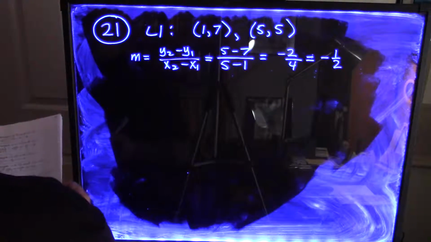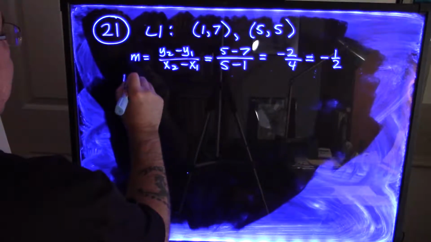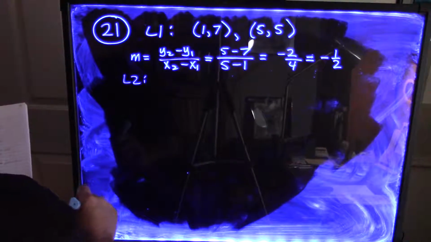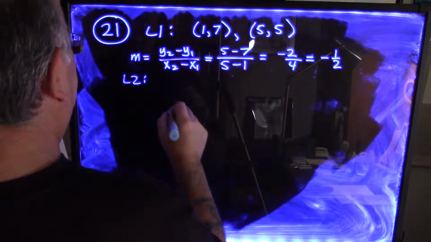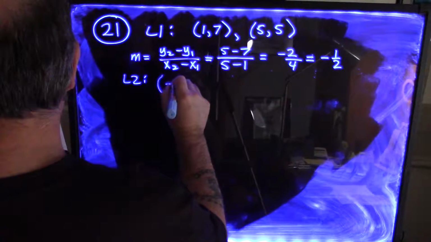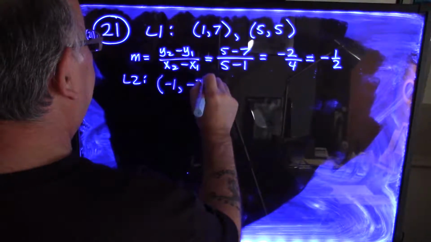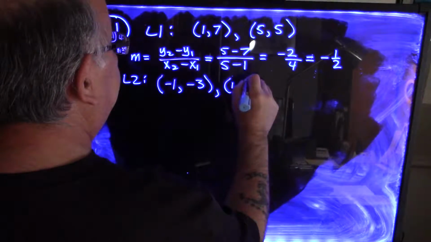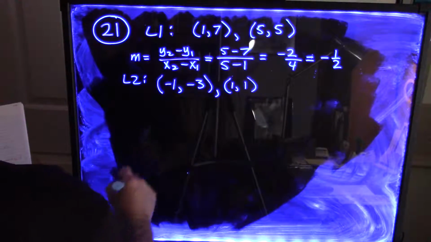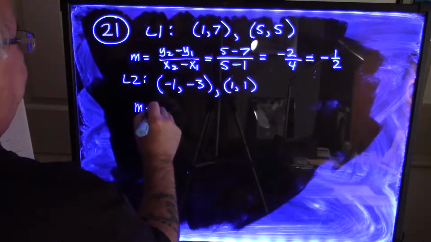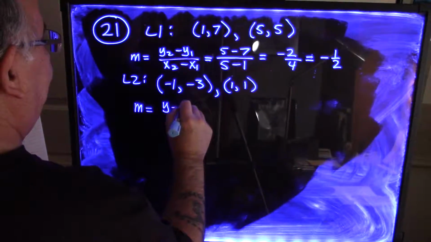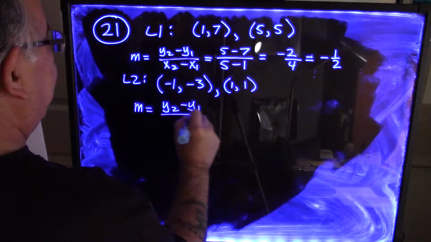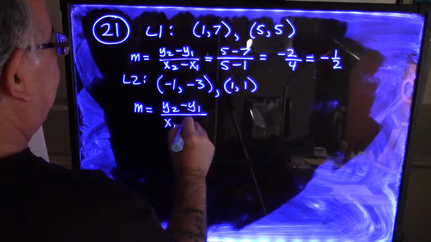And then we've got line 2, we'll call it L2, that passes through negative 1, negative 3, and 1, 1. Okay, once again, the slope m equals y2 minus y1 over x2 minus x1. Oops.